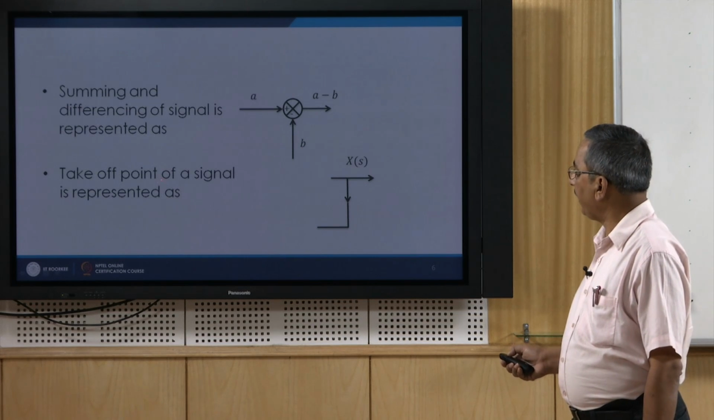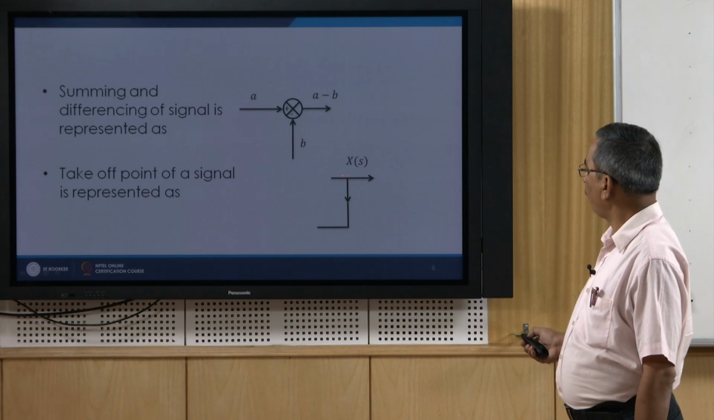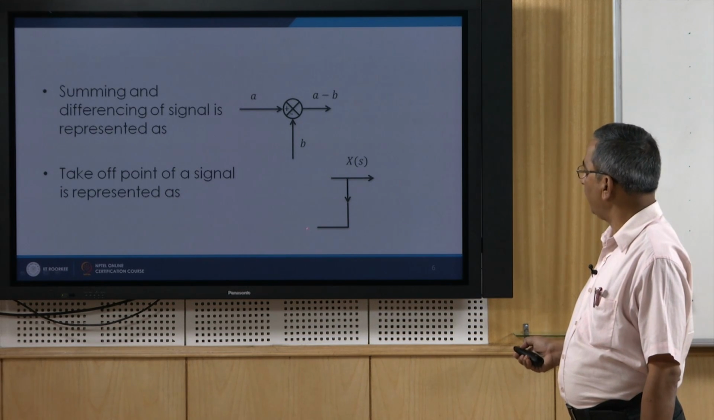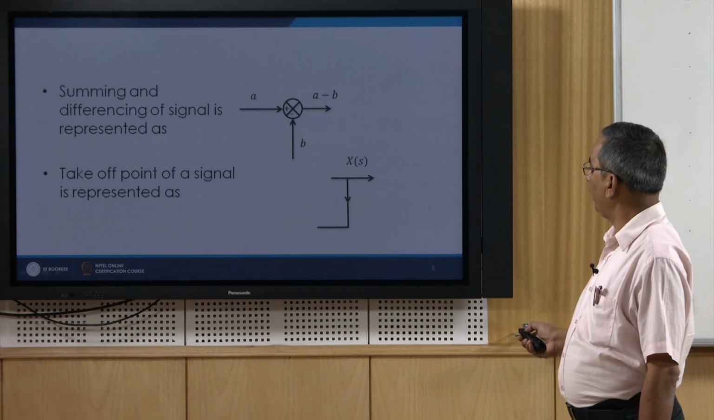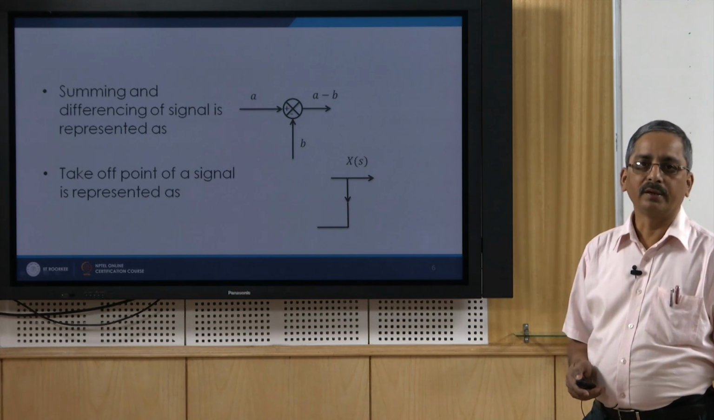Likewise, the takeoff point of a signal is represented as shown here. So, from here we can take the same signal value here. Okay. So, this is how the takeoff point is represented.